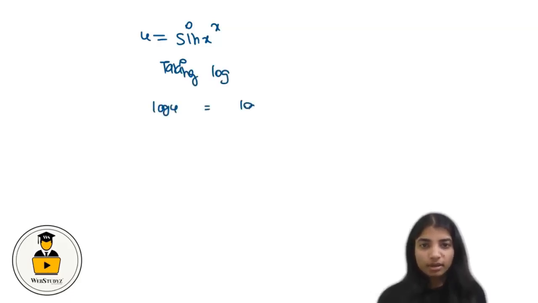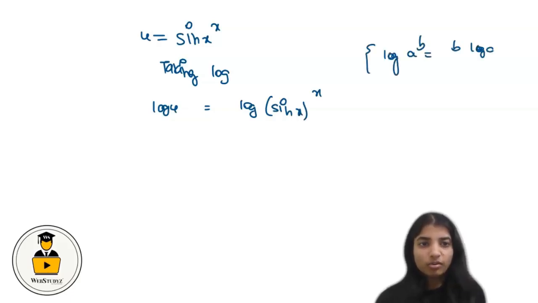Now u is equal to sine of x raised to the power x. In order to simplify this, we are going to take log. So taking log on both sides, we get log of u equals log of sine of x raised to the power x. And we know that log of a raised to the power b is equal to b log of a. So this becomes log of u equals x times log of sine of x.